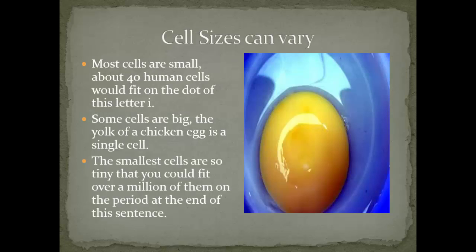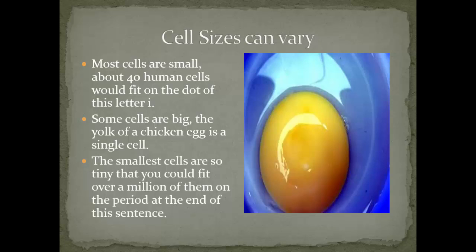And what's really interesting about cells is that we think that they're all this one small thing. They're just super microscopic and they're all the same size. But the fact of the matter is that cell sizes can vary. Most cells are small, and so about 40 human cells would fit on the dot of this letter I. So the I that you see there, about 40 human cells would fit in that dot.